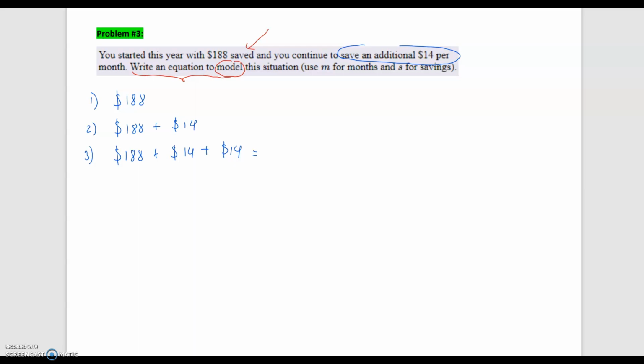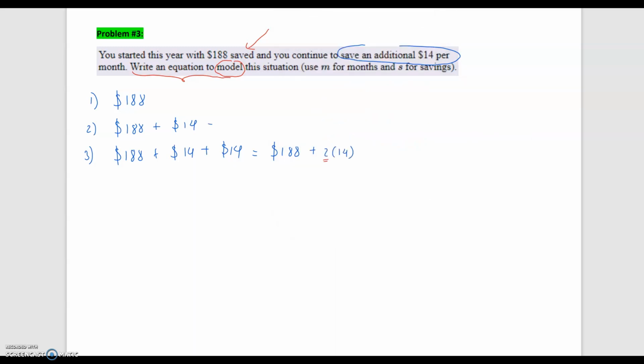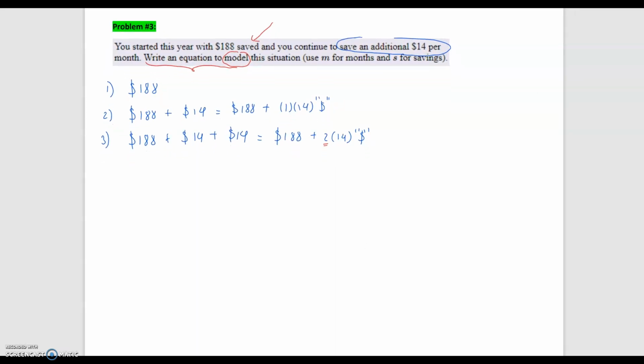And notice that you can rewrite this one without actually adding them as 188 plus 2 times the actual $14. And what I'm trying to do here is create a pattern. For the previous one, you could have said, well, this is 188 plus technically 1 times the values of 14, and then the unit is actually dollars, which I forgot to put on the previous one. So in this case, the equation could be expressed as follows.